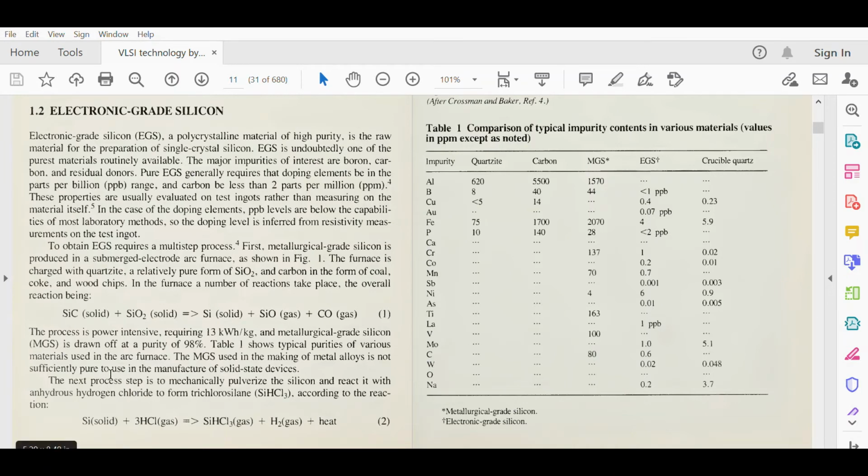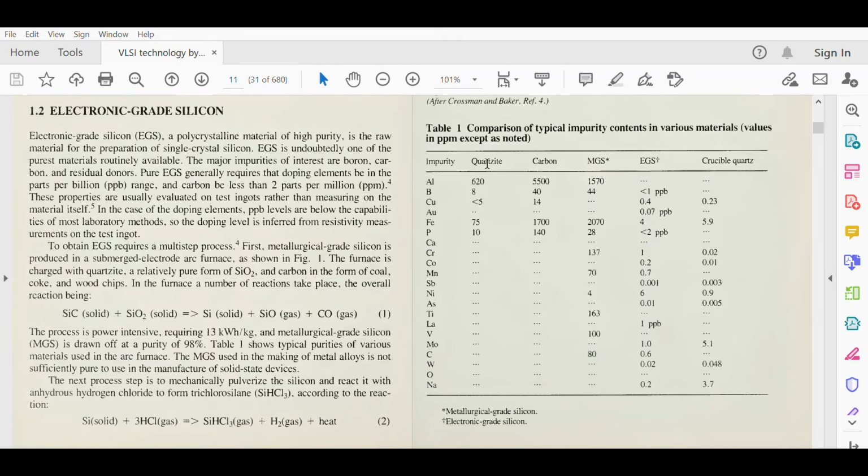Okay, the next process step is to mechanically pulverize the silicon and react it with anhydrous hydrogen chloride to form trichlorosilane, SiHCl3, according to the reaction. So this is the chemical reaction, which is the next process to understand for the metallurgical grade silicon. And this is the list of the impurities.